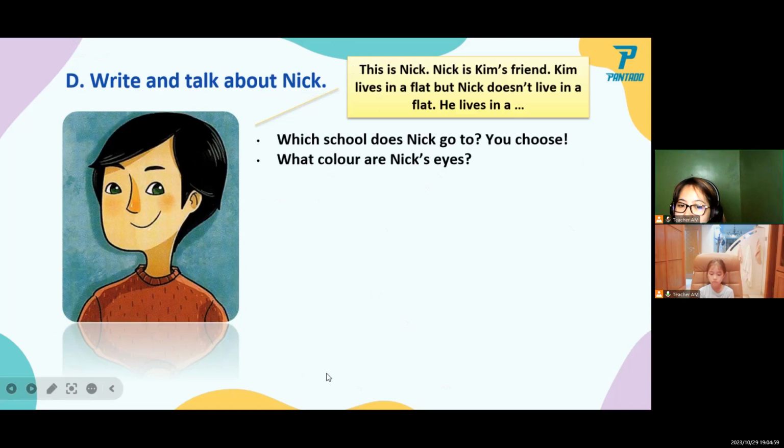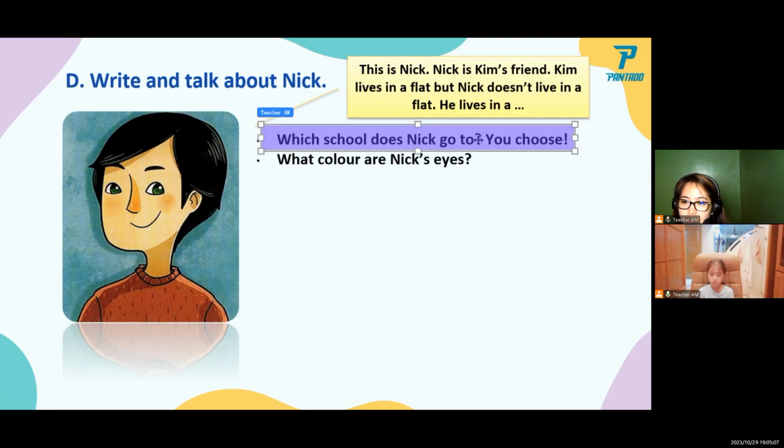Now look at Nick. Which school does Nick go to? I want you to choose. You choose a school for Nick, for example. Cloud School. Okay, so what is the name of Nick's school? I don't know. Ah, okay, Zoe, let me choose. The name of Nick's school is Cloud School. Okay, what color are Nick's eyes? It's green. That's right. It is green.